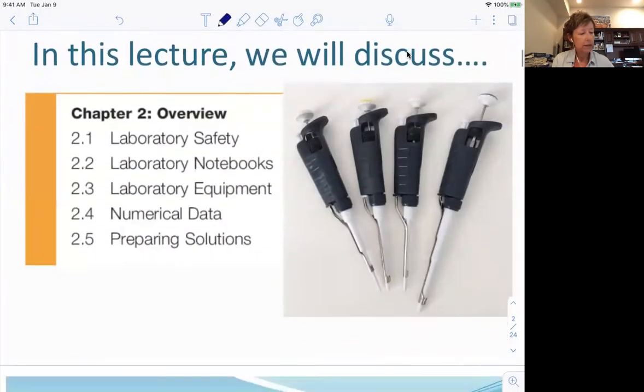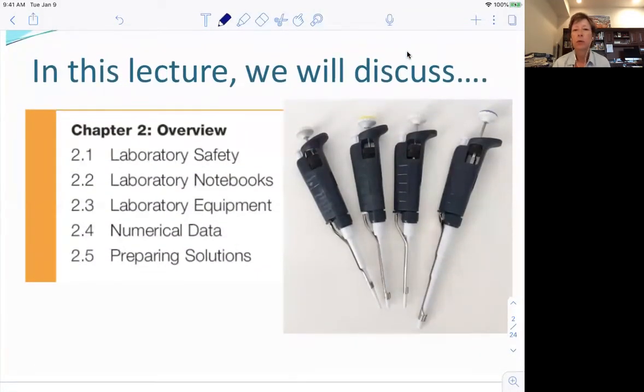So what we're going to look at in this lecture is some laboratory safety, kind of review some of the things that were put into lab archives for the first week, talk a bit about setting up laboratory notebooks, look at types of laboratory equipment, talk about treatment of numerical data, and a bit of lab math and preparing solutions and materials that we'll need in the lab.